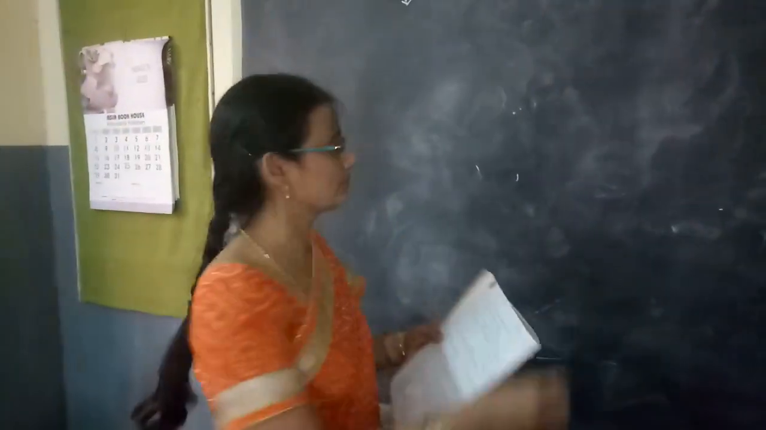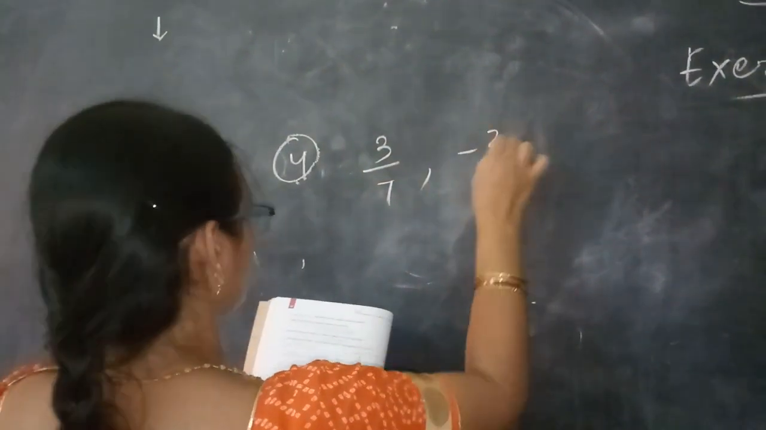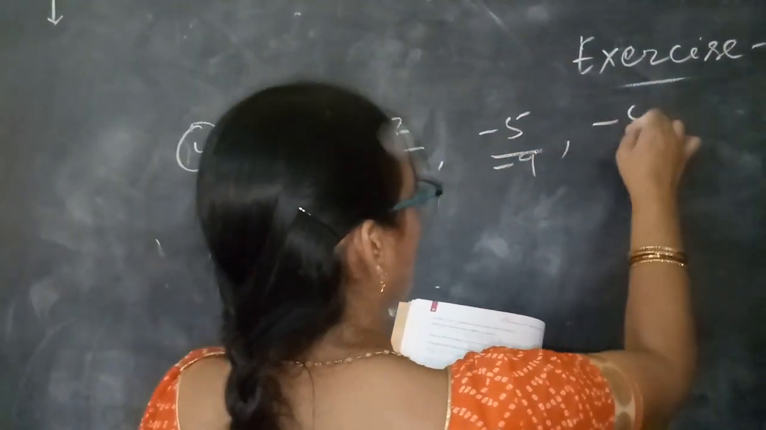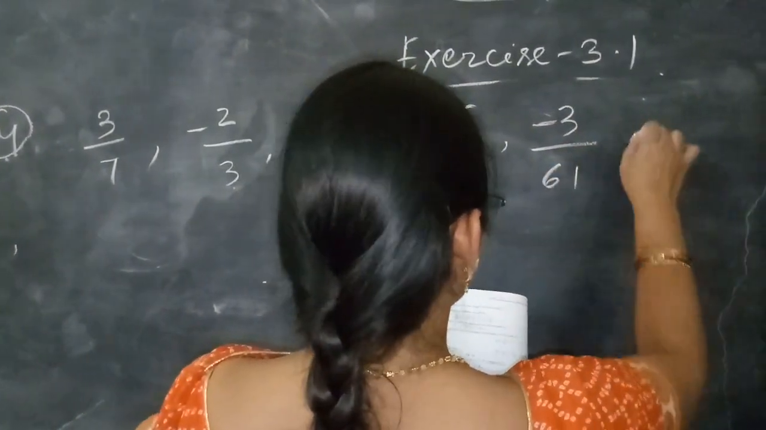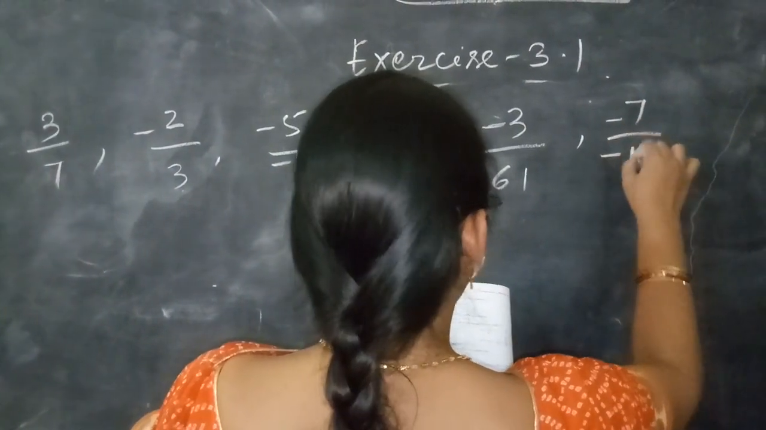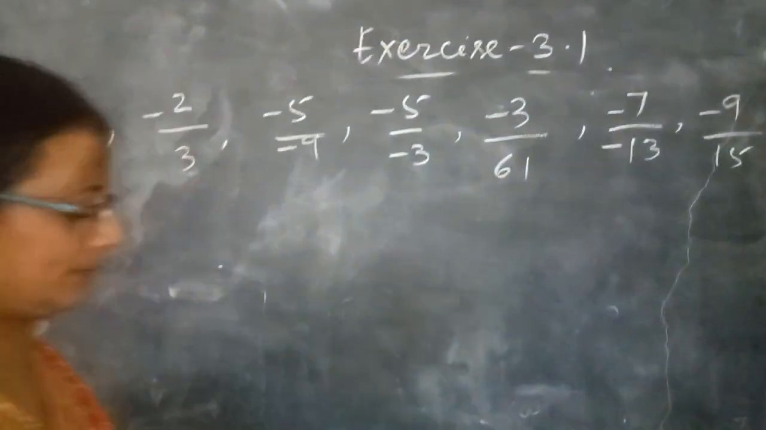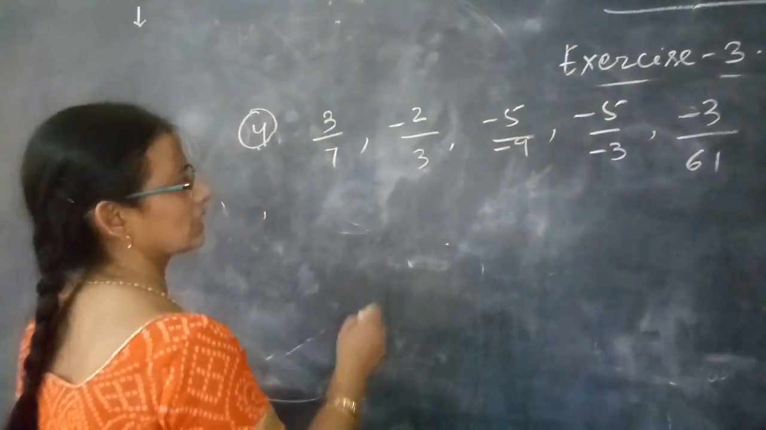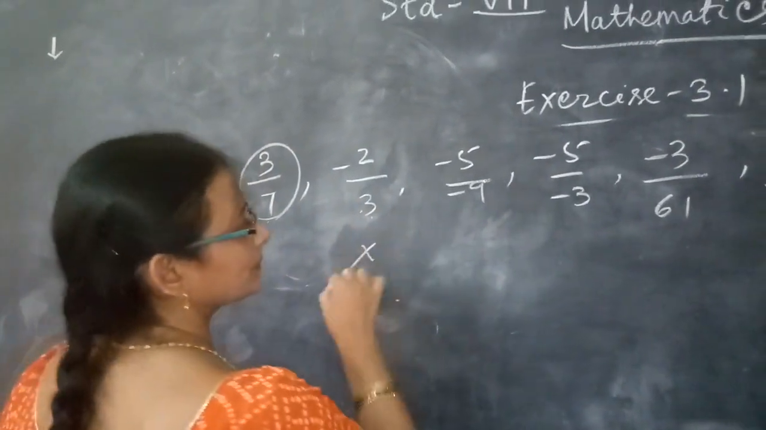Which of the following rational numbers are positive? Fourth question, 3 by 7, minus 2 by 3, minus 5 by minus 9, minus 5 by minus 3, minus 3 by 61, minus 7 by minus 13, minus 9 by 15. Which are the positive rational numbers? This is a positive rational number, this is negative.